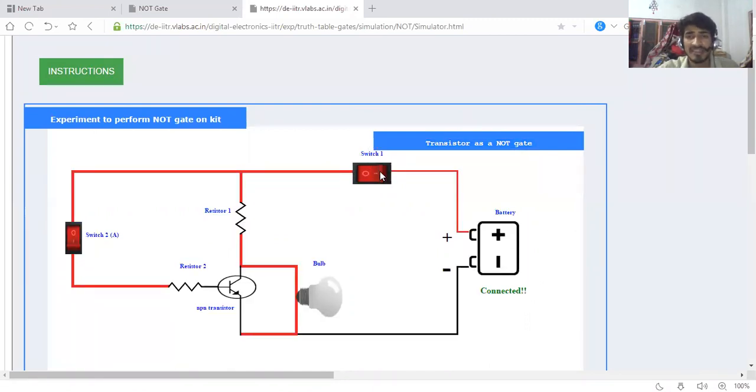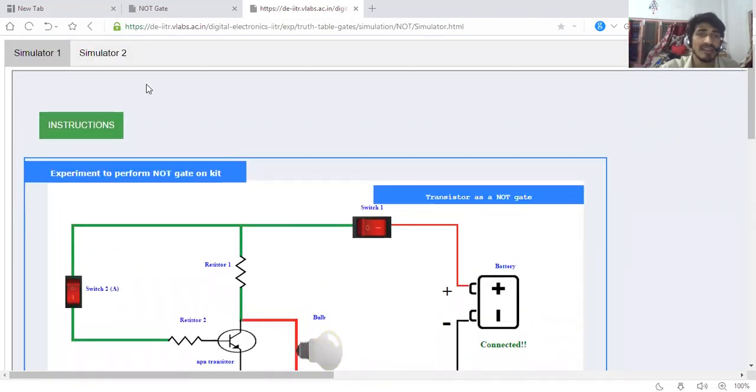Switch 1 is on. When switch 1 is on, the bulb glows, that means the bulb is on. This is the green path, which the current flows through. The green path represents the current flow path, and this is the red path. In this path the current does not flow. If we turn off switch 2, the bulb is on. And if we turn on switch 2, the bulb is off, and the green signal provides the current flow path.